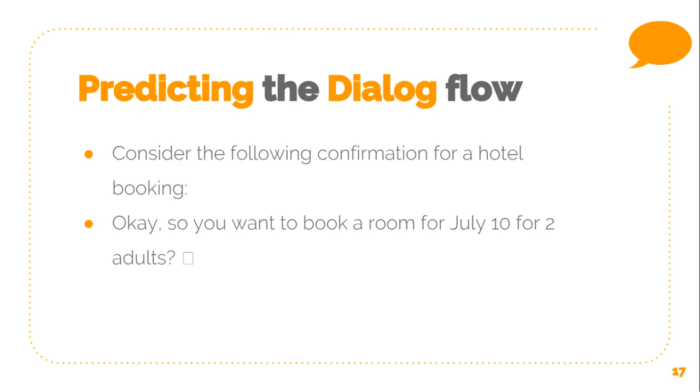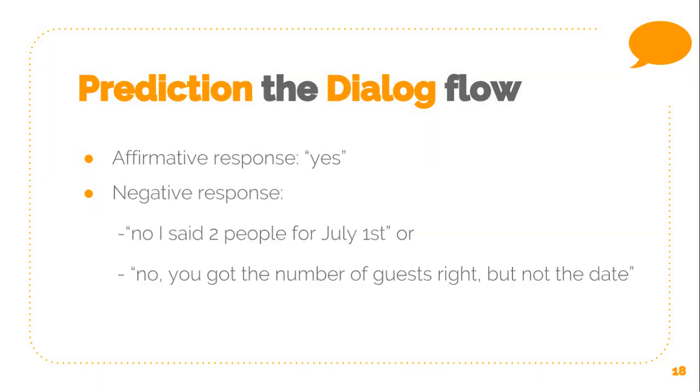Consider the following confirmation from a hotel booking. The user can either respond in an affirmative way with a yes or okay, or respond in a negative fashion by saying no. If the response is yes, we tend to only respond by saying a simple yes, or indeed, or okay, or that's correct. But if the response is no, the answer might get more complex, such as, no, I said 2 people for July 1st, or no, you got the number of guests right, but not the date. This is why your conversation design flow must be able to handle this type of response, or at the very least, be proactive and guide the user in these particular situations. But don't worry, we will explore these issues in the class while we build our agent.